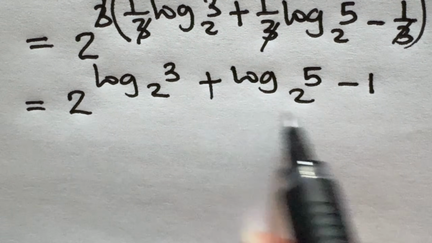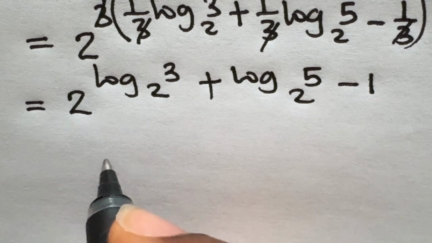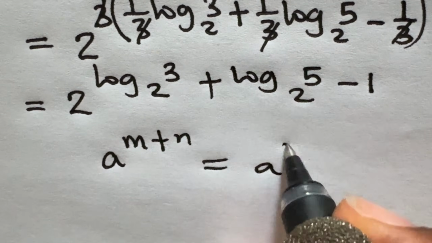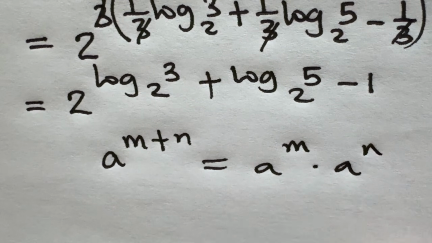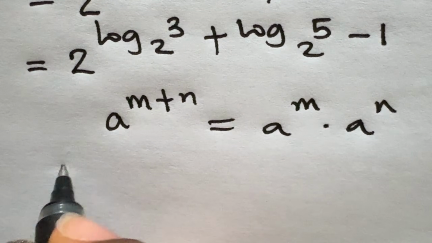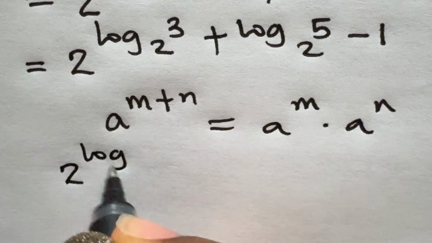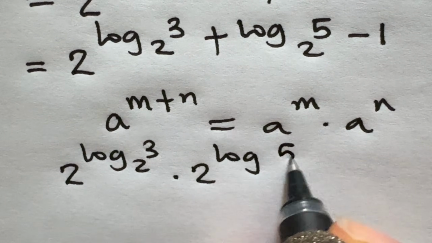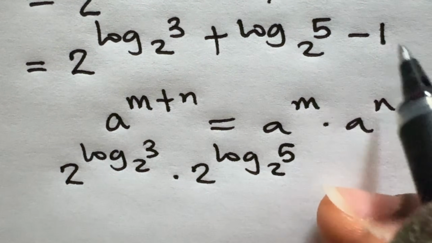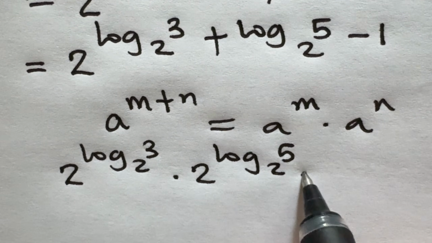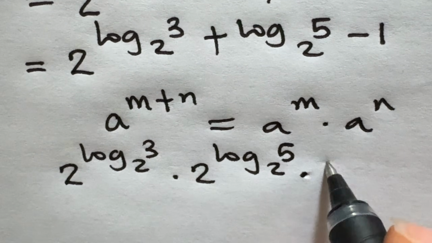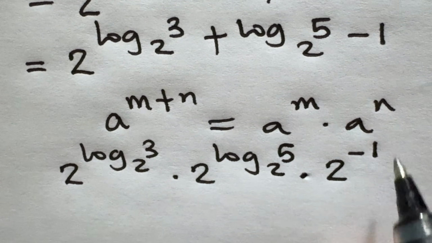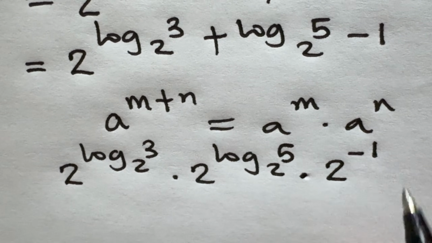We need to separate these powers. To do that, I'll use this law of indices. a raised to power m plus n will give us a raised to power m times a raised to power n. So we get 2 raised to power log 3 base 2 times 2 raised to power log 5 base 2. Because this is negative, the same thing as saying 2 raised to power minus 1. But it's actually the same thing as saying all of this divided by 2, because 2 raised to power minus 1 is 1 over 2.